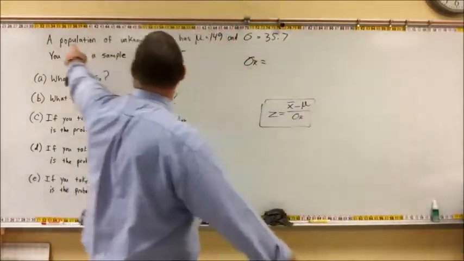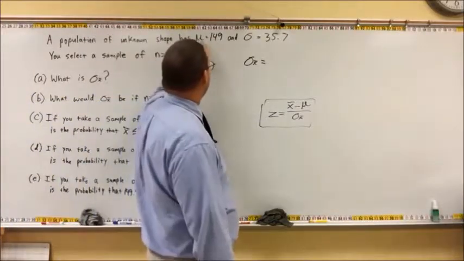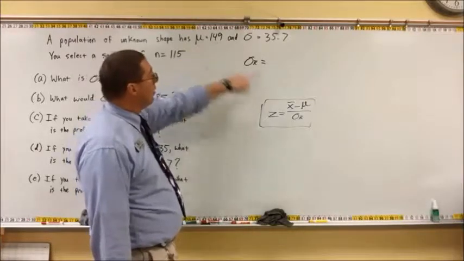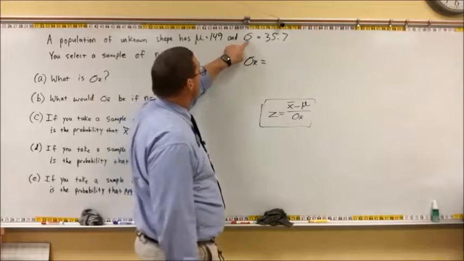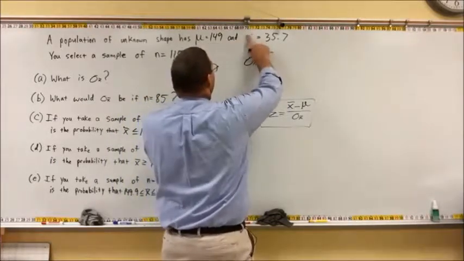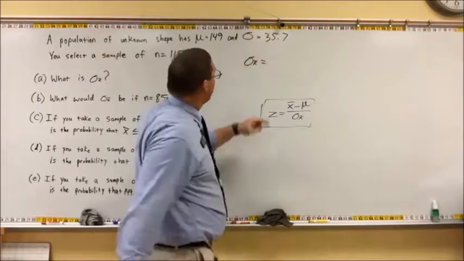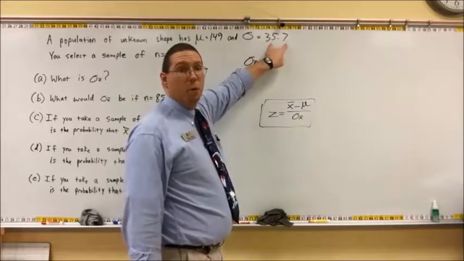So like in this problem, it says a population of unknown shape has mu of 149. That's a population mean of 149. So we would be putting that 149 here where there's a mu. And it has a population standard deviation. That's a sigma, by the way. Population standard deviation of 35.7. We're going to use this.